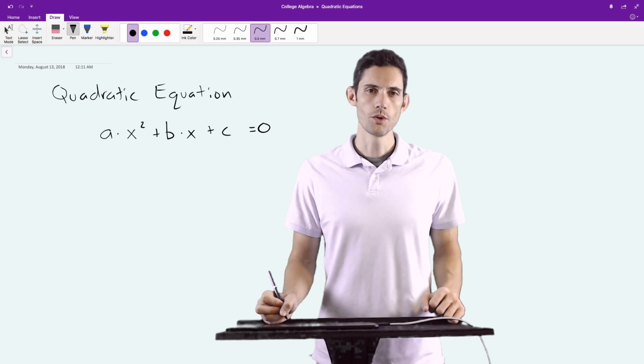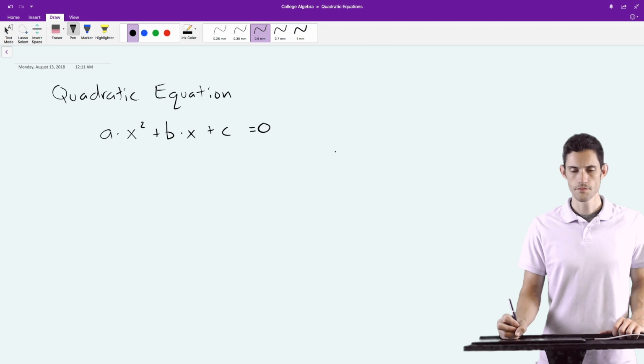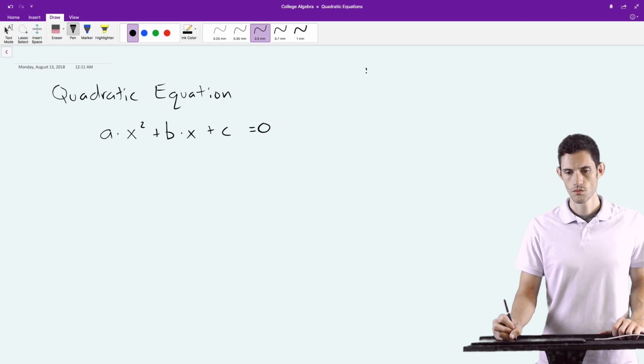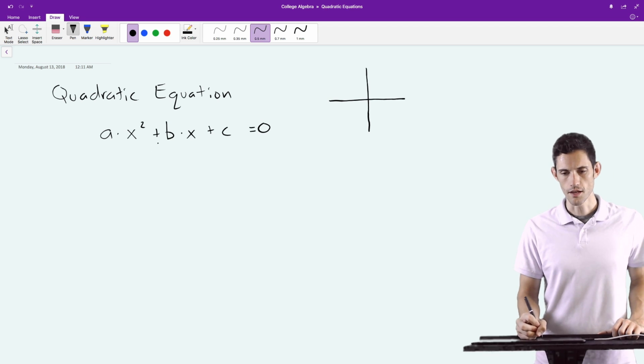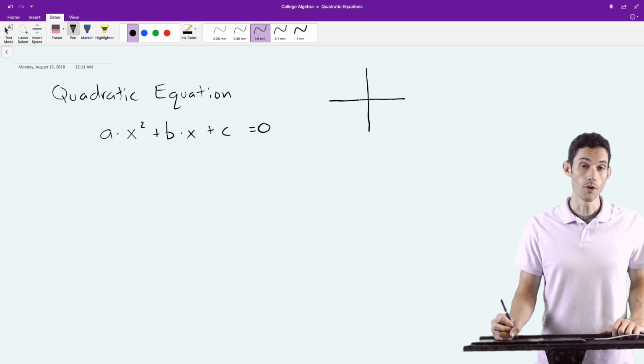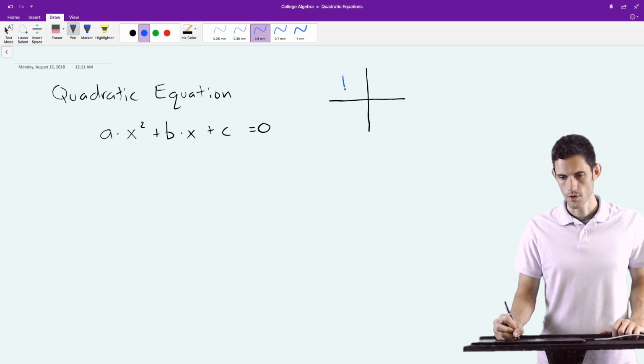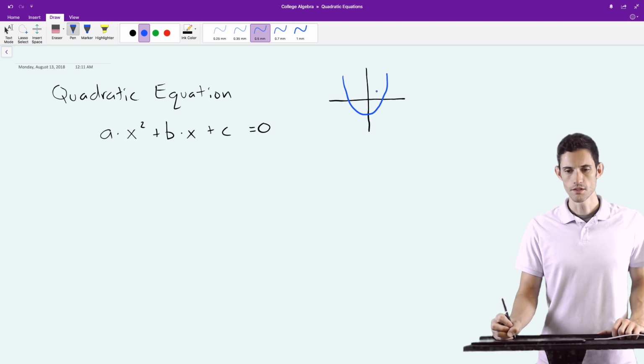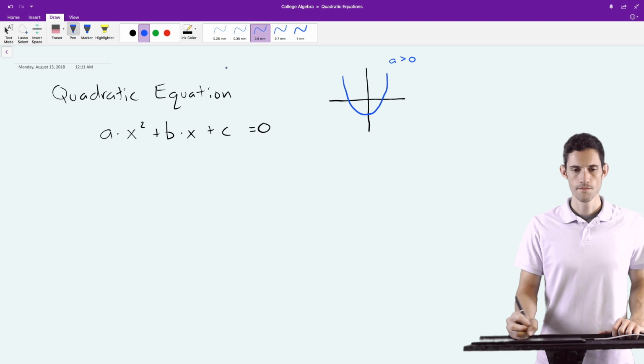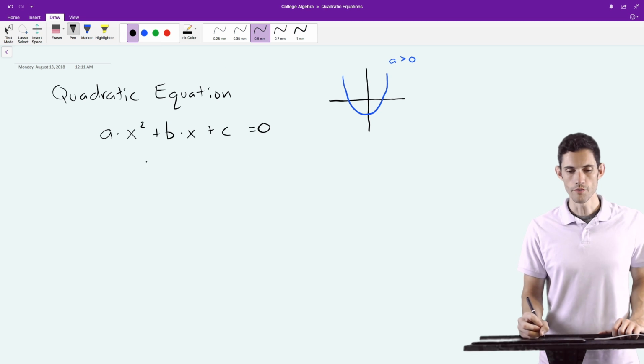So what does a quadratic equation look like if you were to graph it? We can't graph an equation, but if we graph the left-hand side, it would look like a parabola. So a parabola has a shape kind of like this. You'll see this type of thing if a is a positive number. By the way, we've agreed here that a cannot be 0.